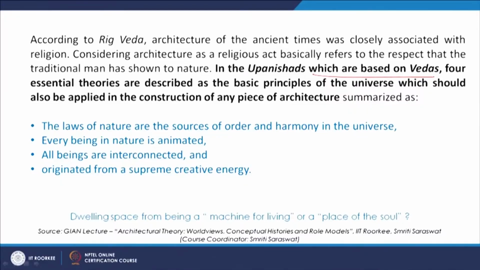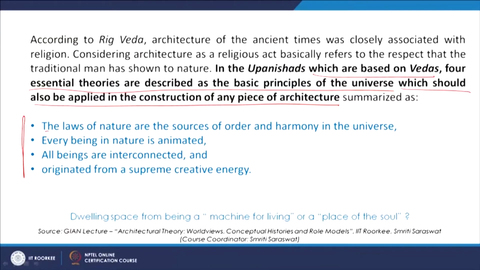In the Upanishads, which are based on the Vedas, 4 essential theories are described as the basic principles of the universe, which should also be applied in the construction of any piece of architecture. This is also a system which acts as a guideline, which talks about the principles of making and the laws that have been taken into account. The 4 major ones that were focused on were: the laws of nature are the sources of order and harmony in the universe. Every being in nature is animated. All beings are interconnected and originated from a supreme creative energy.